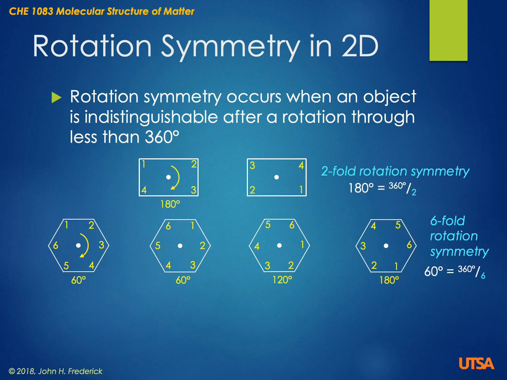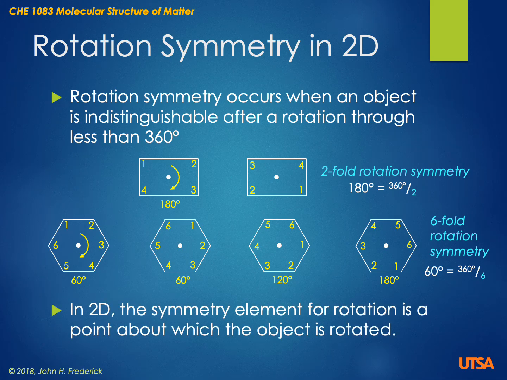So in each of these cases we're rotating by some angle that's a fraction of 360, and that gives us an equivalent object even though we have in fact switched the positions of the vertices. In 2D, the symmetry element for rotation is a point about which the object is rotated.